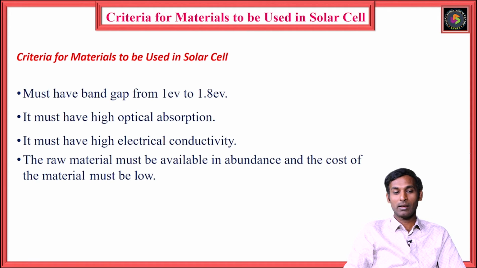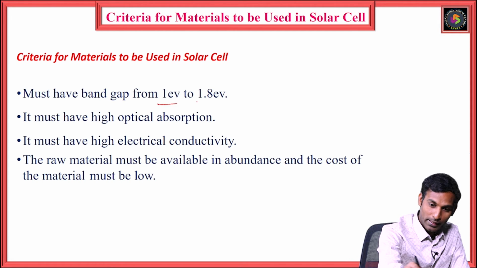It must have high optical absorption. It must have high electrical conductivity. The generation of voltage across the PN junction is said to be electrical conductivity. That means the power will be calculated from the voltage and current. The raw material must be available in abundance and the cost of metal must be very less. That is the criteria for material to be used in solar cell.